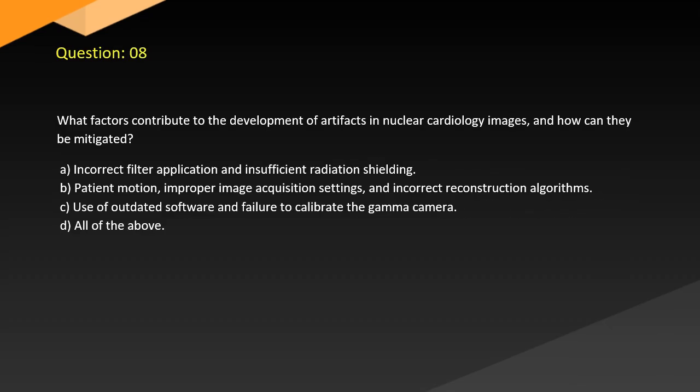Question 8. What factors contribute to the development of artifacts in nuclear cardiology images and how can they be mitigated? A. Incorrect filter application and insufficient radiation shielding. B. Patient motion, improper image acquisition settings, and incorrect reconstruction algorithms. C. Use of outdated software and failure to calibrate the gamma camera. D. All of the above.